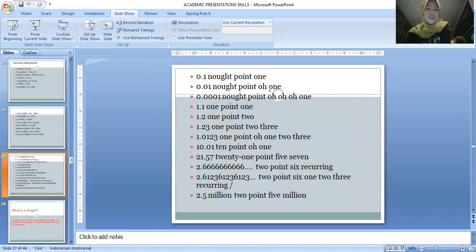1.1, 1.2, 1.23, 1.0123, 10.01, 21.57, 2.6 recurring. So do not say 2.6666666. How many sixes are you going to say? Enough by saying 2.6 recurring, 2.6123 recurring, and then 2.5 million.